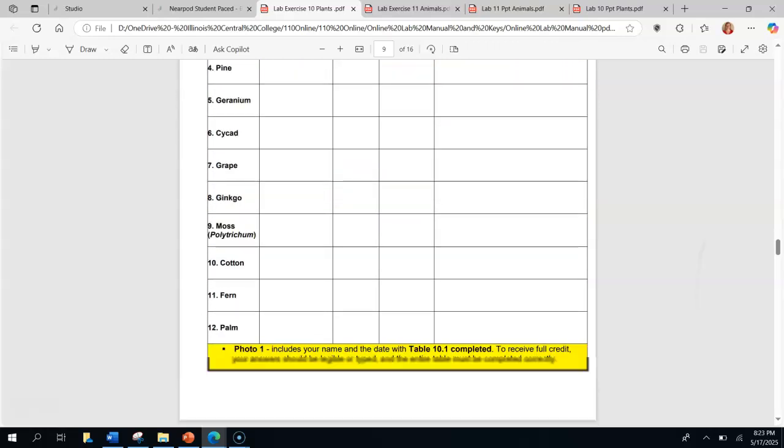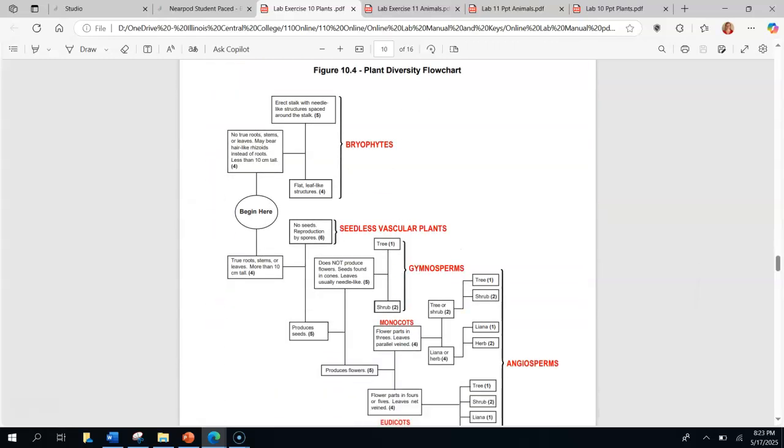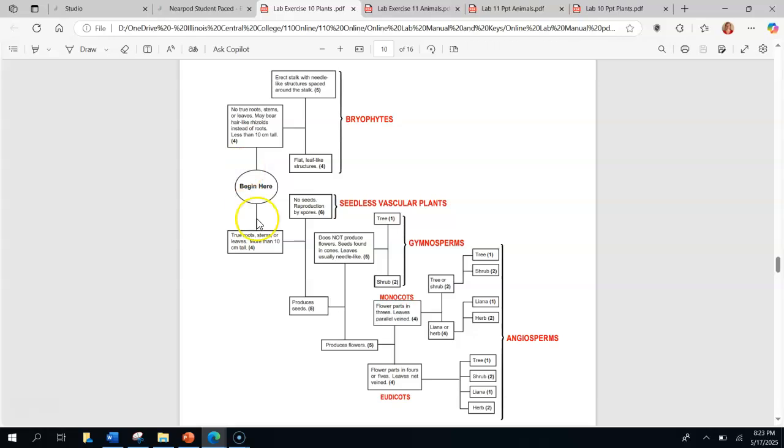And we're going to go to this flow diagram. So you're going to start where it says begin here. And you're going to pick one of two choices. So no true root stems or leaves, or true root stems or leaves. Well, we said strawberries had true root stems or leaves. So you're going to record the number 4 because this is the path that you're going to take. Then seeds or no seeds? Well, strawberries have seeds, so that's going to be a number 5. So we have 4 and then 5.